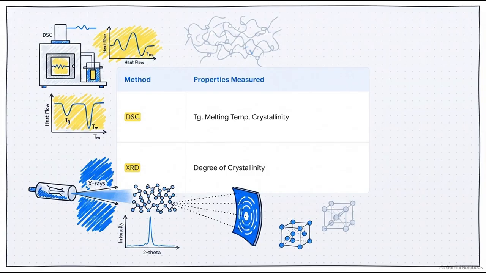We have DSC, or differential scanning calorimetry, which measures heat flow. DSC is your go-to for finding the glass transition temperature, the melting transition, and the overall degree of crystallinity. On the flip side, we have XRD, or X-ray diffraction. XRD is used specifically to determine the degree of crystallinity by observing how the crystal lattice structure scatters X-rays.